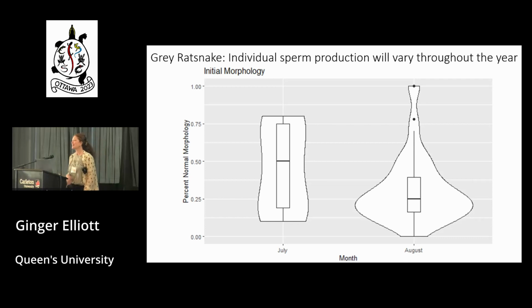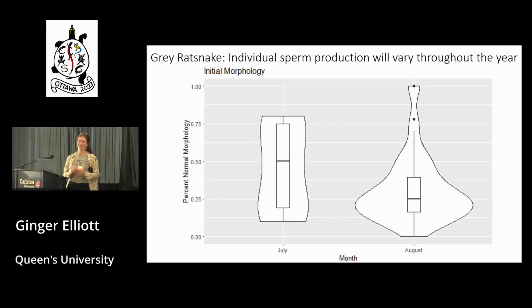The variability changed dramatically. And that could be because a lot of these snakes, well, the gray rat snake and Eastern Massasauga are thought to breed when they come out of hibernation. We have so many questions that can be answered and so many things. So we're focusing just on what is the sperm doing. In July, there are more normal sperm than there are in August, and it is more consistent.